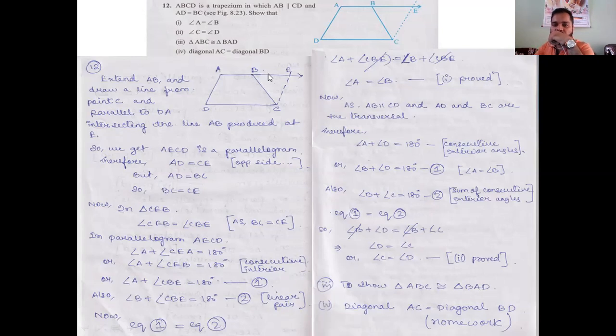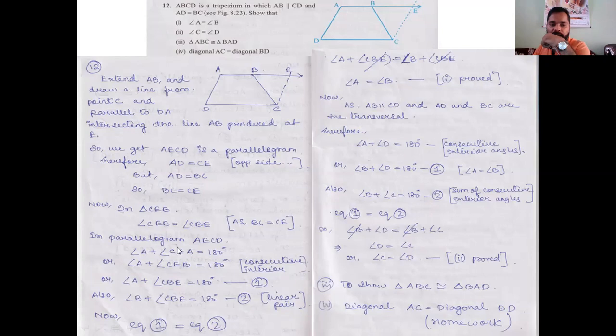Now you see in triangle BCE, if two sides are equal, then their opposite angles will also be equal. So I can say CEB is equal to CBE. Why? Because their opposite sides are equal.